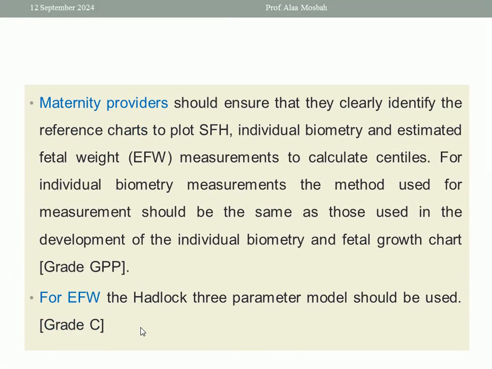Maternity providers should ensure that they clearly identify the reference charts to plot symphysis fundal height, individual biometry, and estimated fetal weight measurements to calculate centiles. For individual biometry measurement, the method used for measurement should be the same as those used in the development of the individual biometry and fetal growth chart. For estimated fetal weight, the Hadlock 3 parameters model should be used.